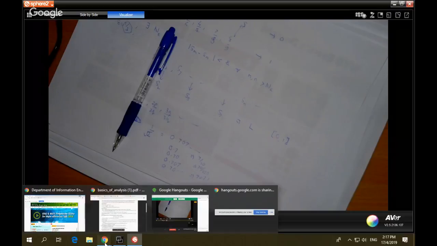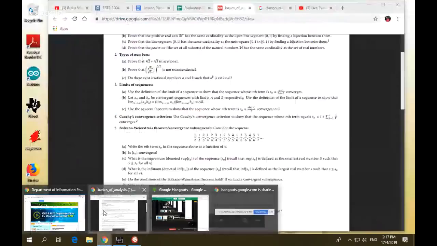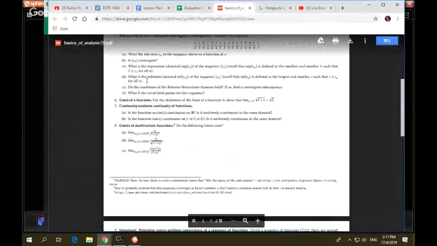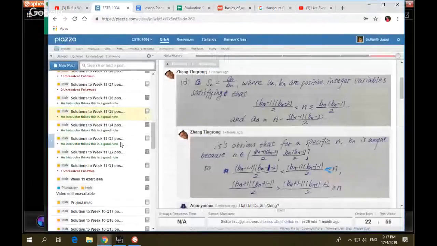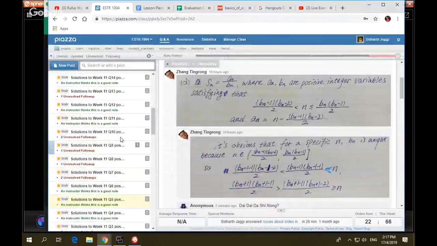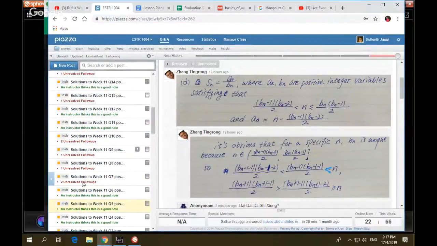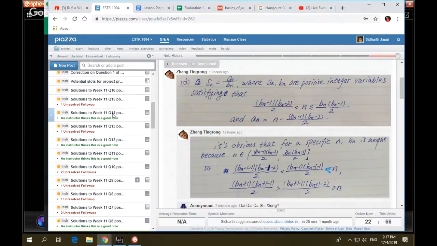So anyway, that's it for today. We've covered the first 5 questions. Let me just highlight a couple of things. There are still many other questions to be discussed. There have been solutions posted to many of them, but not all of them, especially where I have not yet marked things like this is a good note. There are still potentials for posting solutions there.